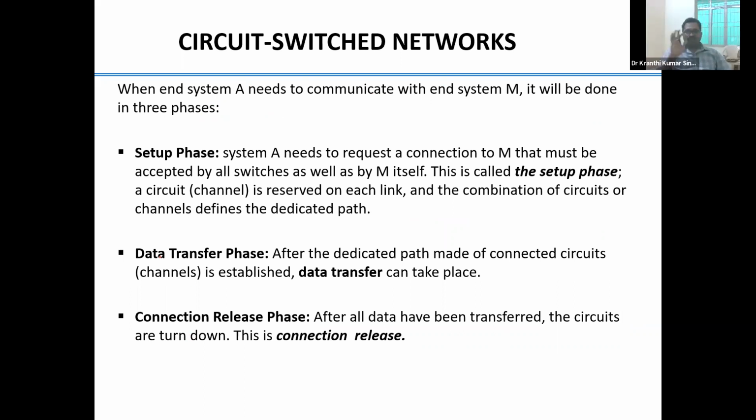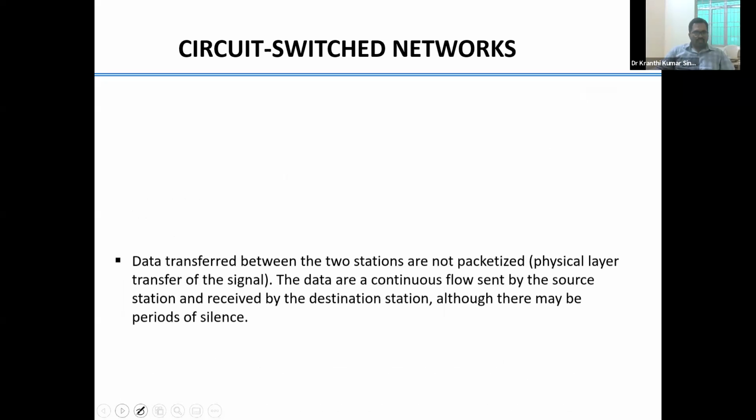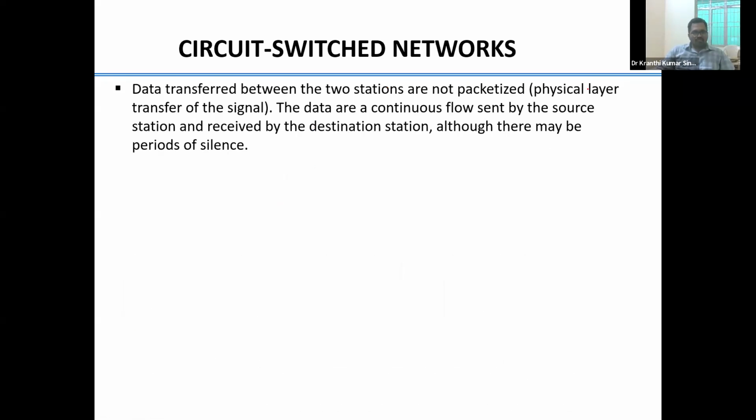So finally, circuit switched networks are used in the physical layer. So how can we represent data in the physical layer? Stream of bits, right? Circuit switching takes place at the physical layer, so data transferred between the two stations is not packetized. Not packetized means it should be a stream of data, a physical layer transfer of the signal.